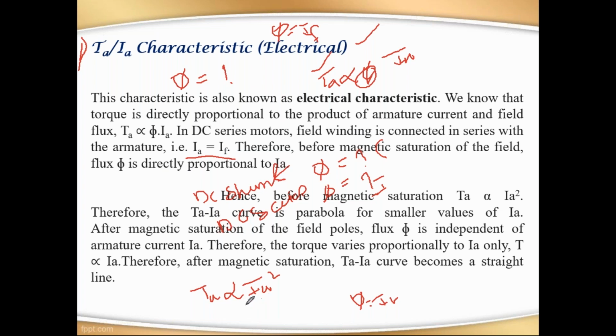Now by this relation between the armature torque and Ia square, we can conclude that a small change in Ia causes a heavy change in torque. Suppose Ia is equal to 1.5, then the armature torque becomes 1.5 whole square. So with small changes in Ia, there is a huge change in the torque. That is the relation we are getting here.